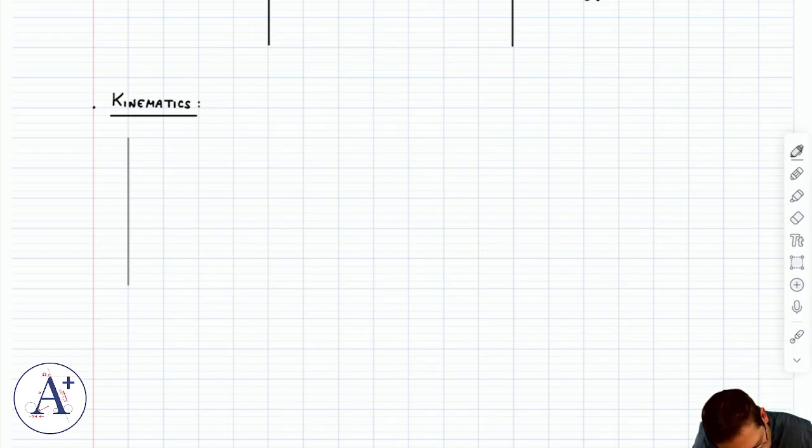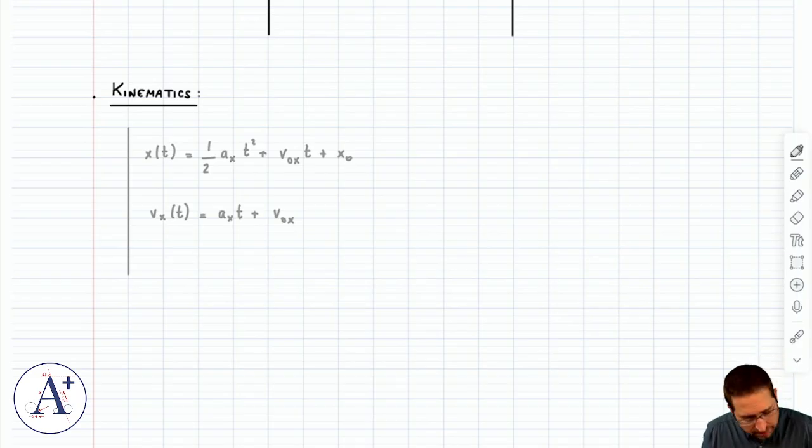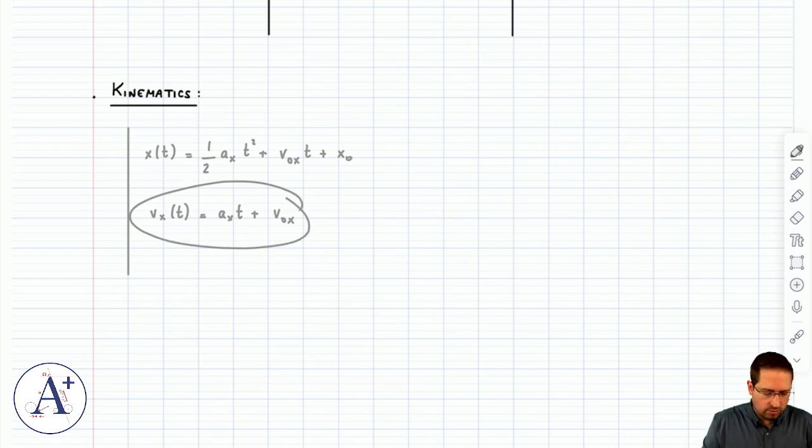If I write it along the x direction, x as a function of time is 1/2 a_x t squared plus v naught x t plus x naught. And along with it comes v_x of t, which is just a_x t plus v naught x, the derivative of x with respect to time. These two equations go hand in hand. This is the derivative of this, so they're related.